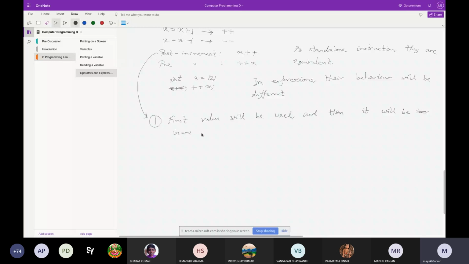It's several lag in the network access. And then it will be incremented. Whereas in the case of pre-increment, first it will be incremented, and then it will be used in expression.